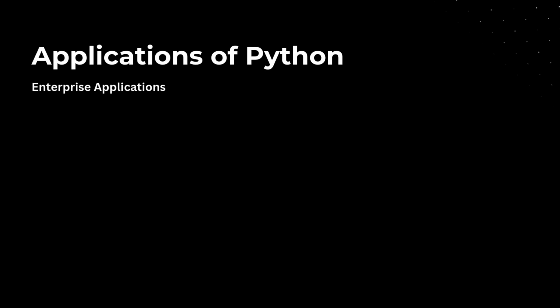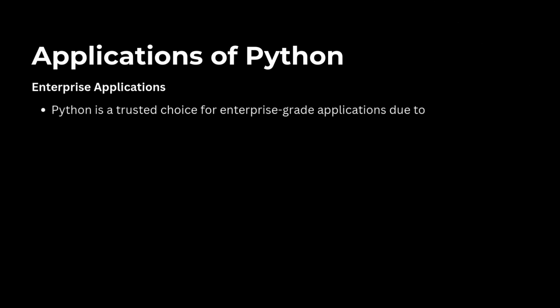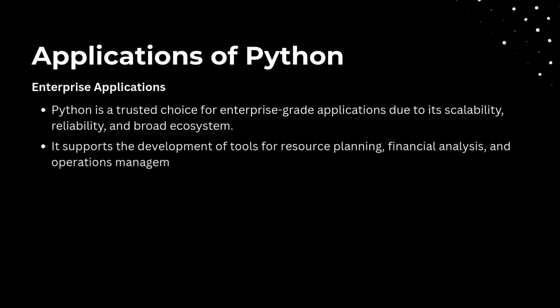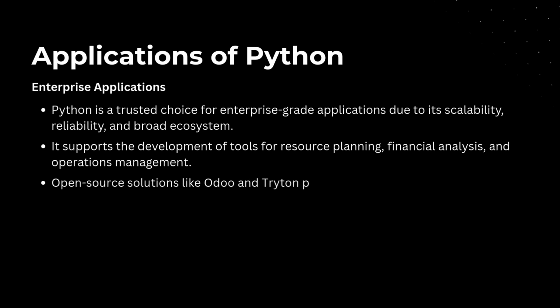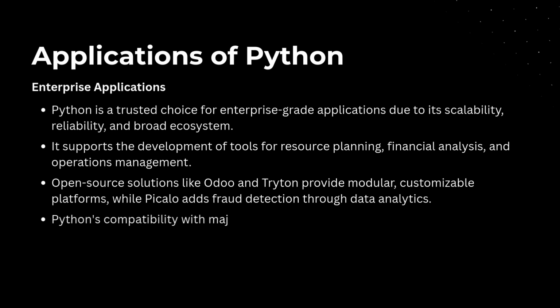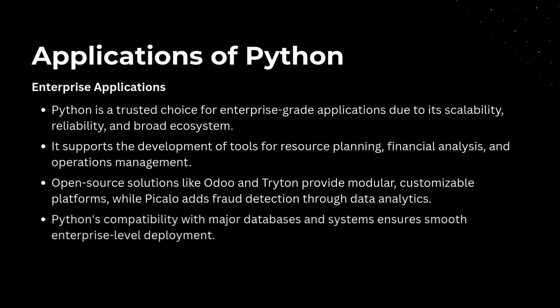Next is enterprise applications. Python is a trusted choice for enterprise-grade applications due to its scalability, reliability, and broad ecosystem. It supports the development of tools for resource planning, financial analysis, and operations management. Open source solutions like Odoo and Tryton provide modular, customizable platforms, while Piccolo adds fraud detection through data analytics. Python's compatibility with major databases and systems ensures smooth enterprise development.